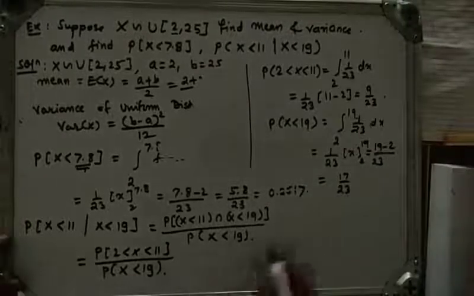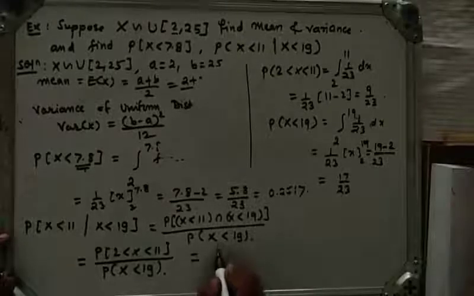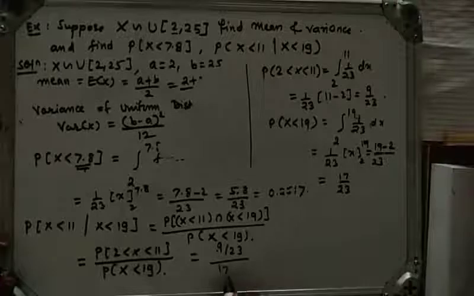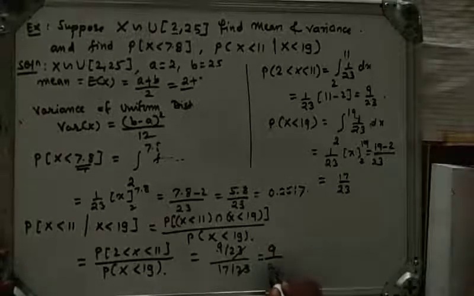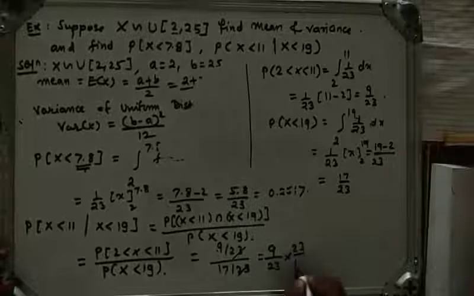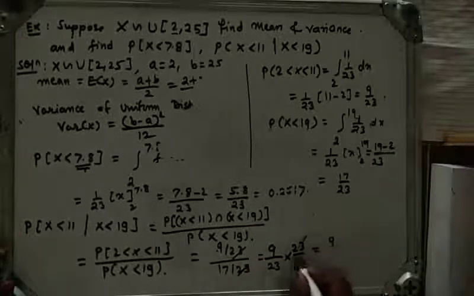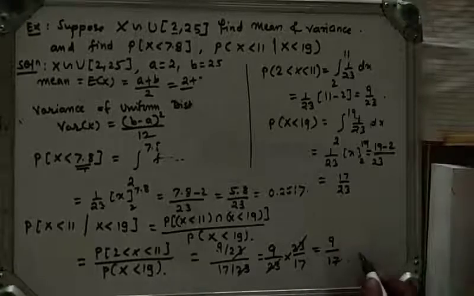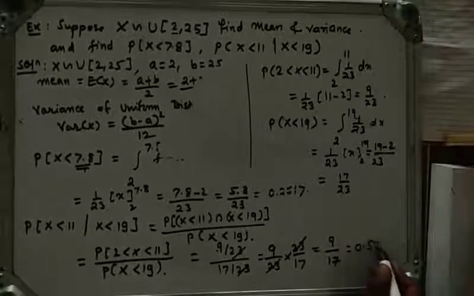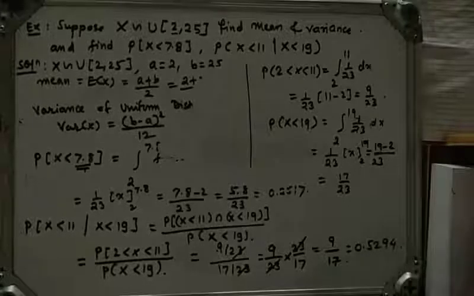Substituting these values, we get 9 upon 23 divided by 17 upon 23. The 23 gets cancelled, so I can write 9 by 23 into 23 by 17. The 23 gets cancelled, giving 9 by 17. After calculating it we will get 0.5294. Okay, so this is our final answer.